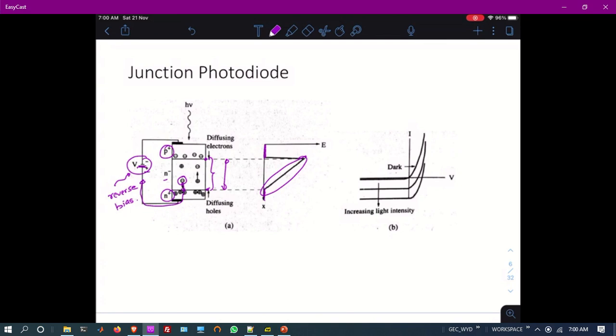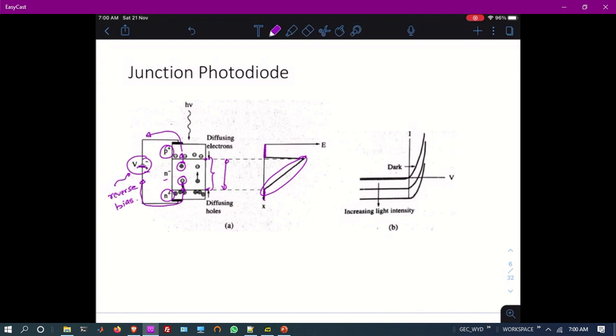Similarly, every photon incident will always generate an electron-hole pair. So for every electron, there is a hole generated. For every hole generated, the hole again will be swept away out of the depletion region. It will move to the P plus region if it doesn't recombine in the P plus region because of minority carrier recombination. Then it will move out of the circuit, constituting the photocurrent.